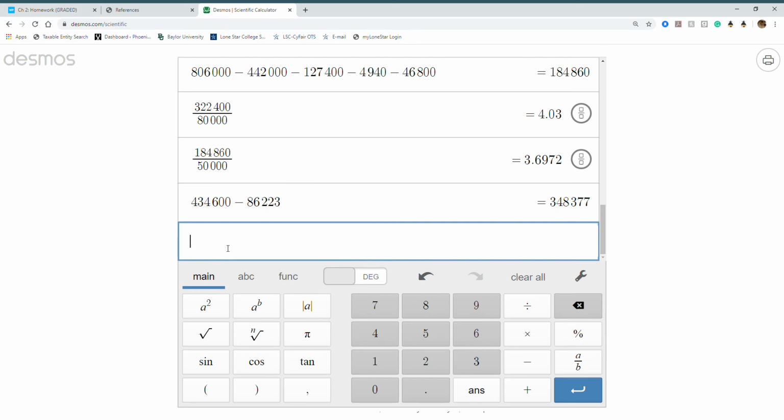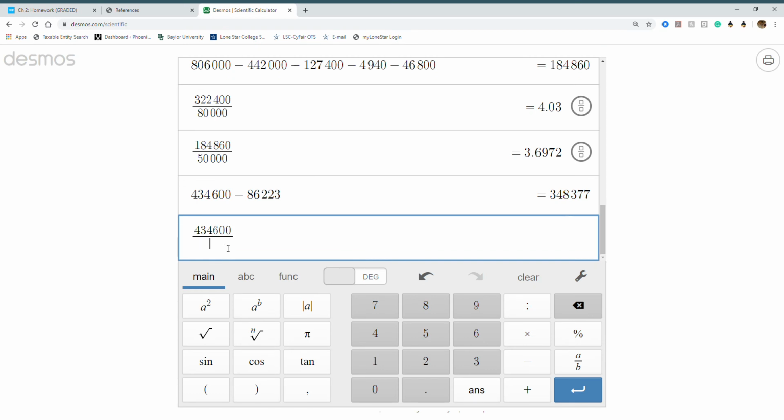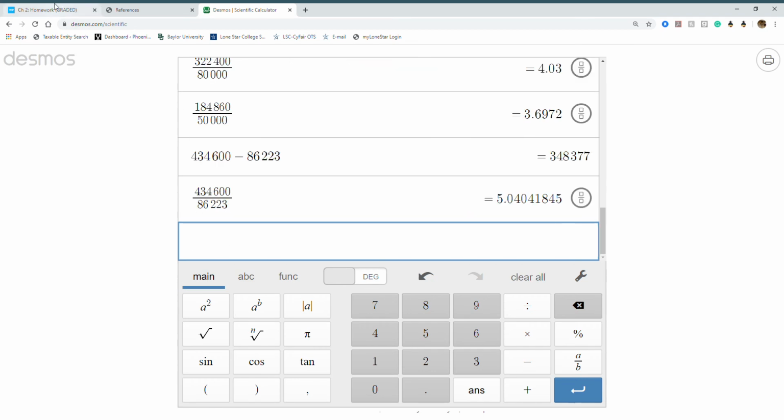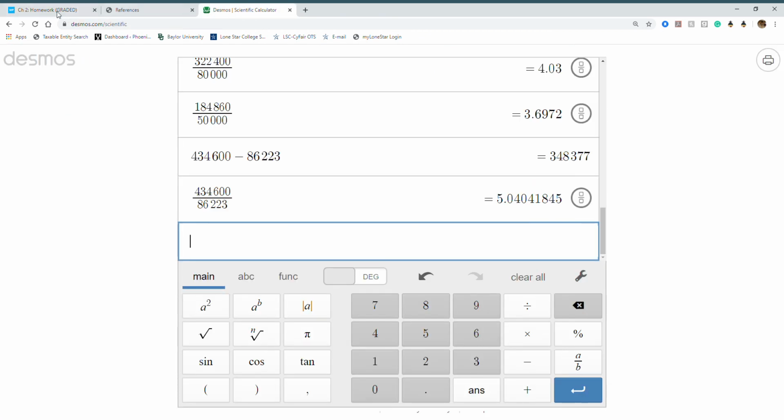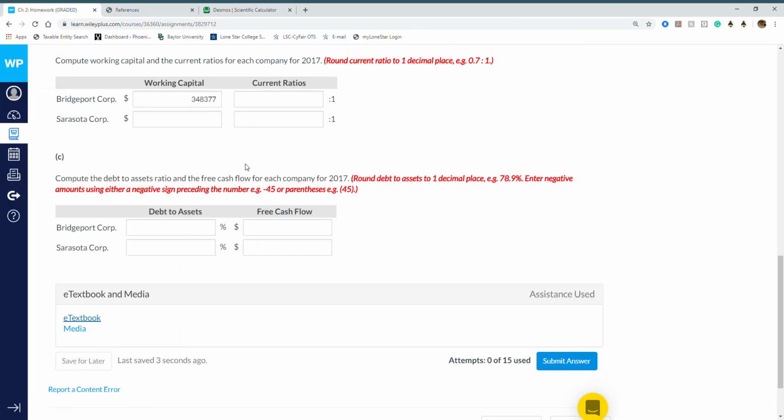So 434,600 divided by 86,223. 5.0. And there's 1 decimal place. Okay, so that'd be 5.0. So basically 5 to 1. Okay. And I'm going to just put 5.0 just to be safe.